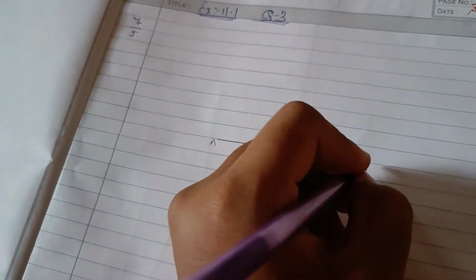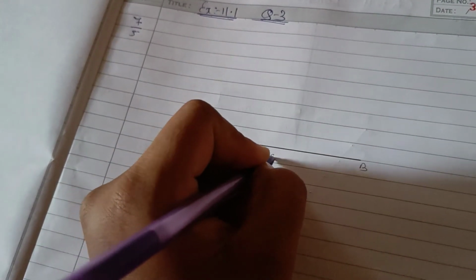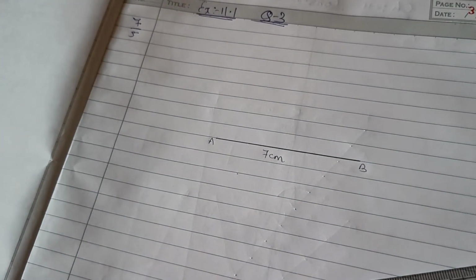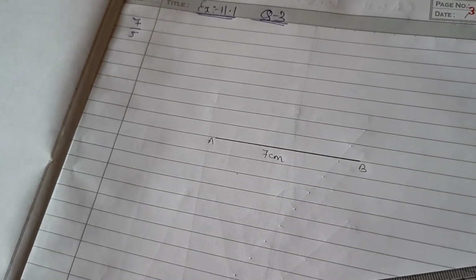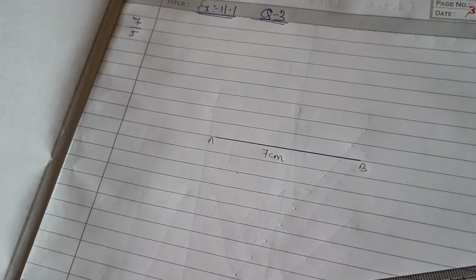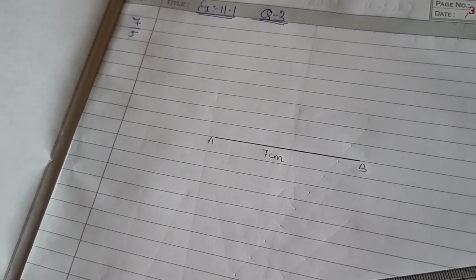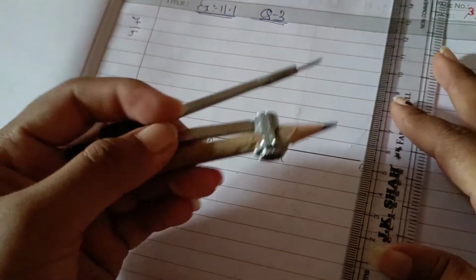See, this is AB of 7 cm. Then you will have to make a triangle of 5 cm and 6 cm sides. Okay, so measure 5 cm in your compass.